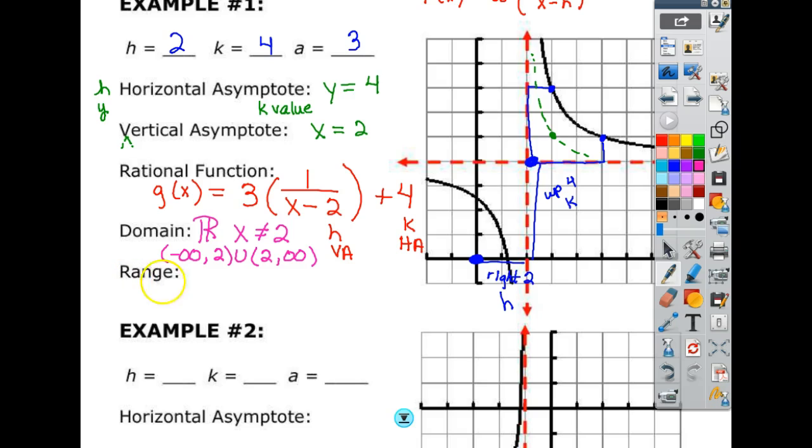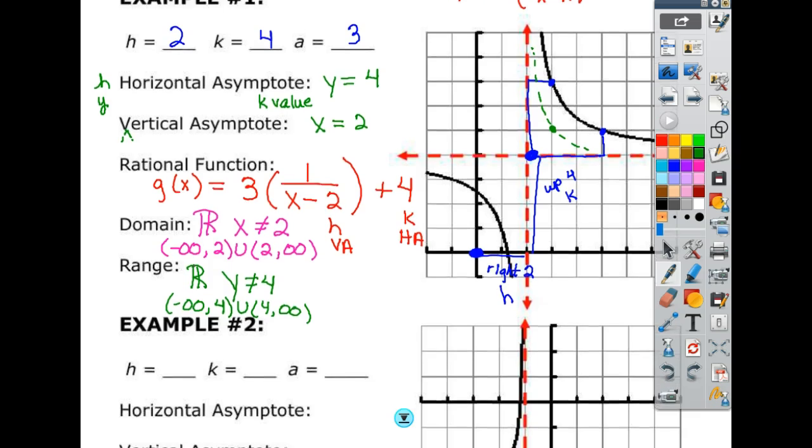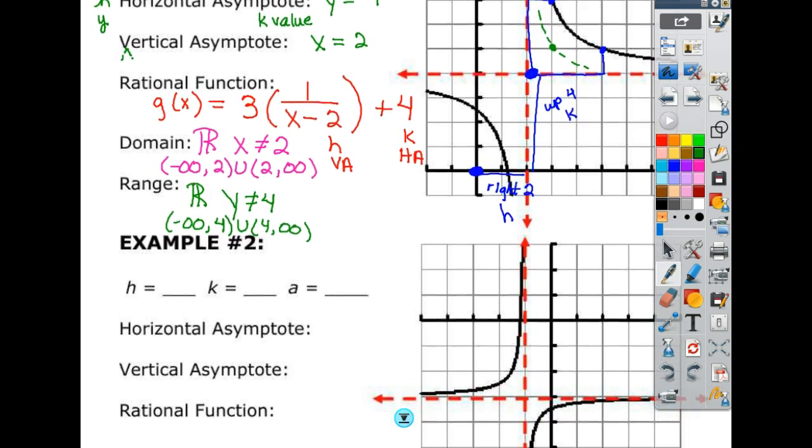Okay, so let's talk about the range. So it's every number. This black graph is going to be every number going up and down, except it's not going to be what? 4. Okay? So it's all real numbers, except y does not equal 4. So you might write it -infinity to 4, and then 4 to infinity. Okay, so let's do another one.